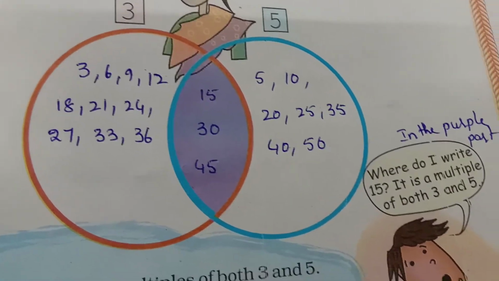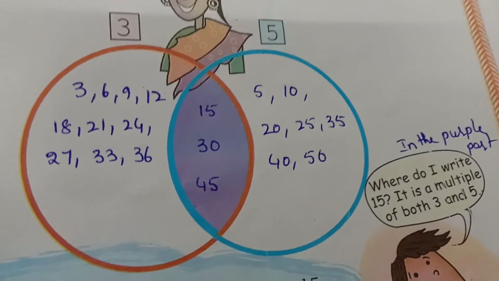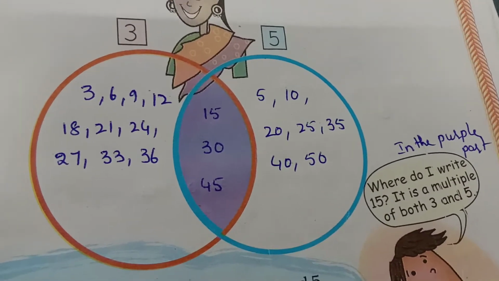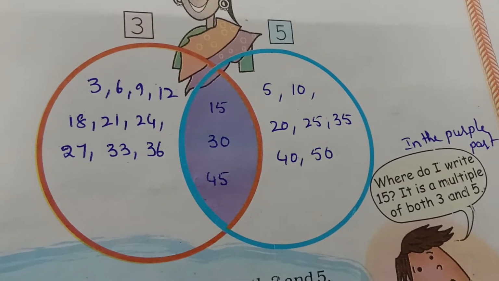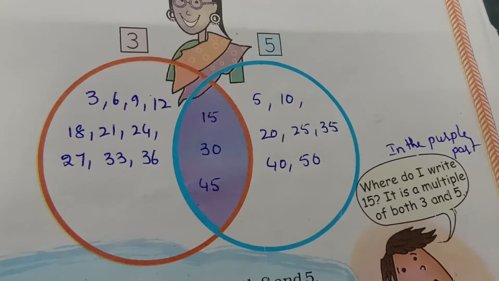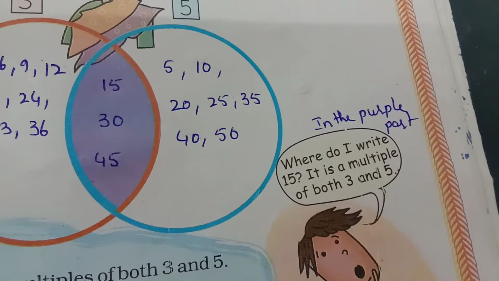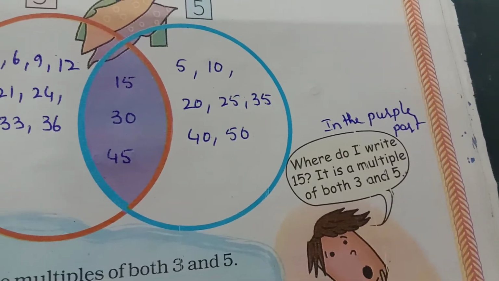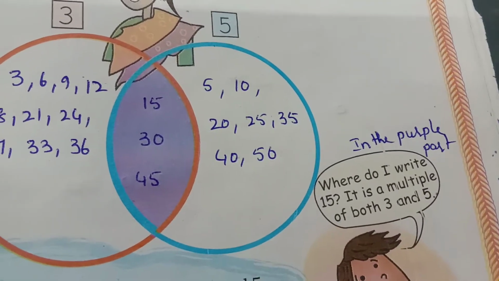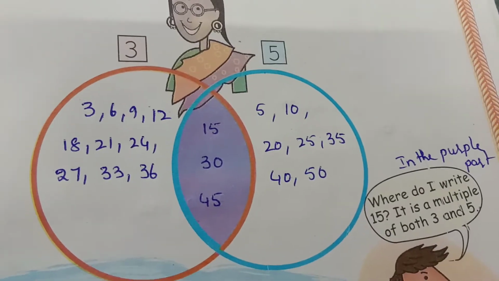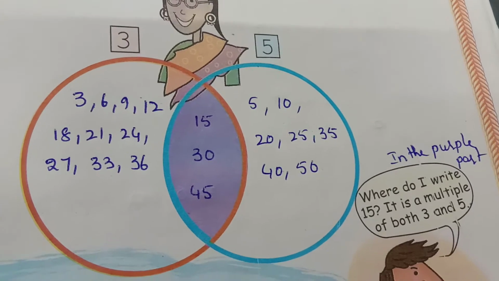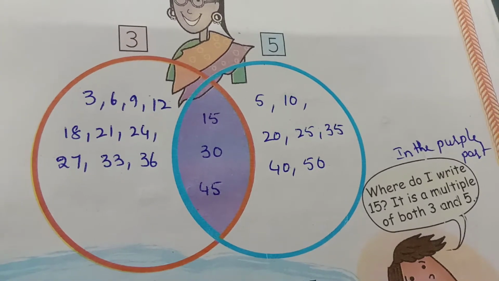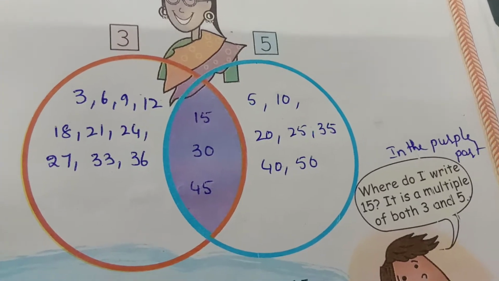What do we use this purple space for? Yes, exactly. We use this space to write the common multiples of 3 and 5. Where do I write 15? It is a multiple of both 3 and 5. So we know 15 is a multiple of 3 and 5. Where do I have to write it? Yes, we studied it is a common multiple of 3 and 5. Write it in the purple part.